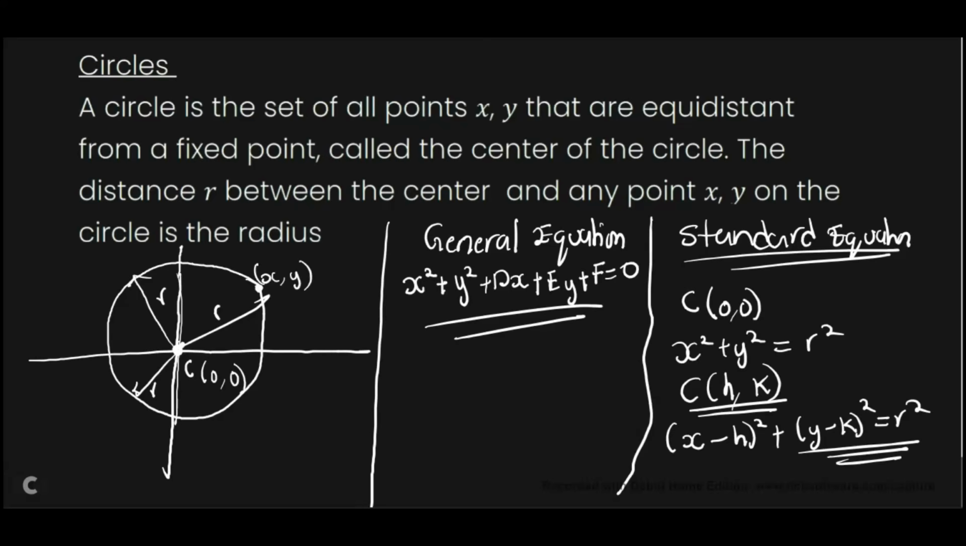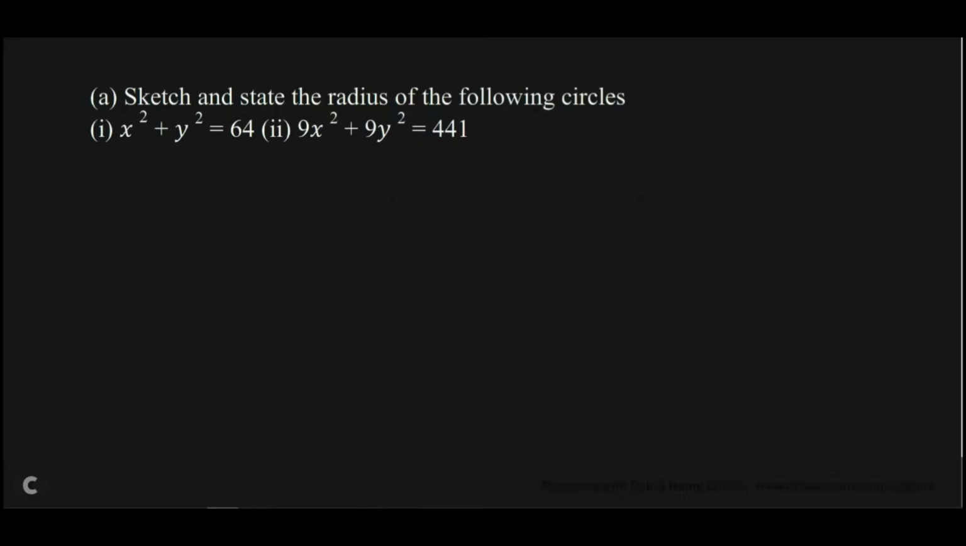Now, after learning this, it's very important that we go through some questions. We check ourselves on how we can go about some questions. So the first question is the first example. In this example, they're saying sketch and state the radius of the following circles. The first one is x squared plus y squared equal to 64.